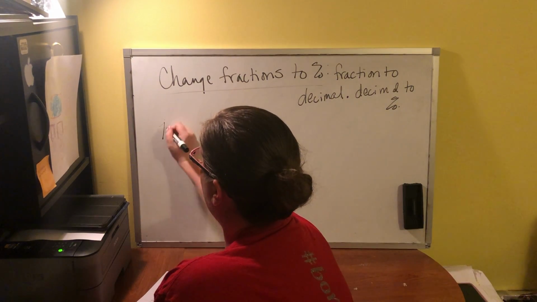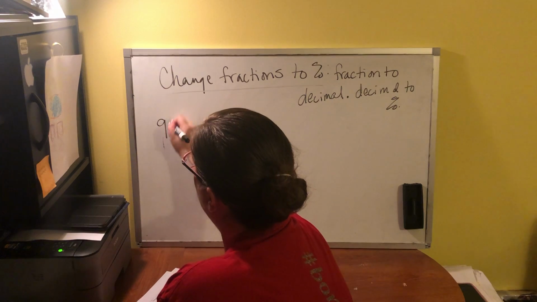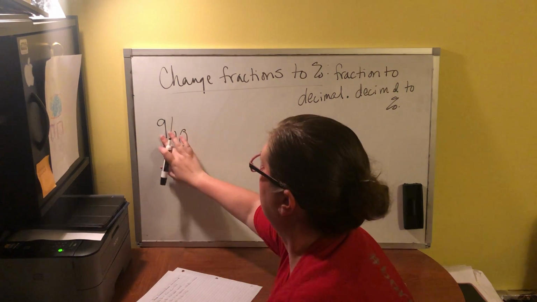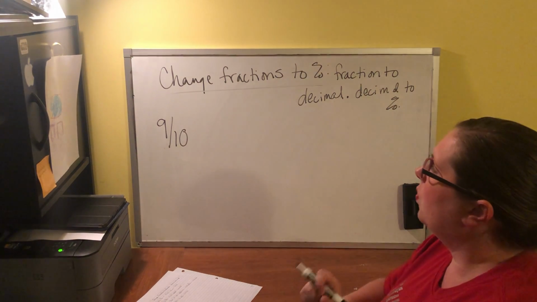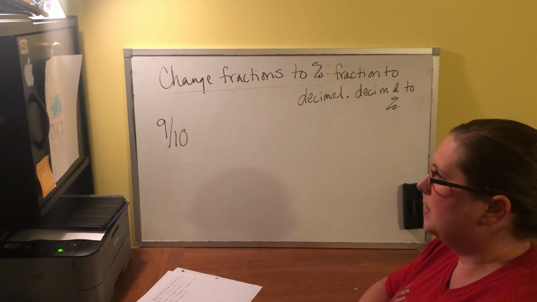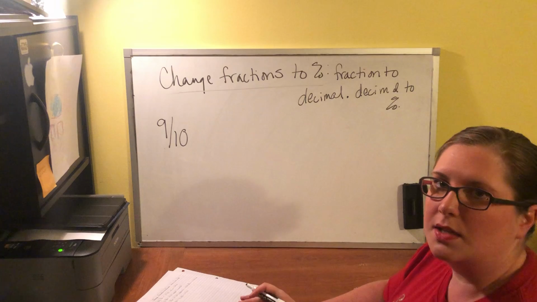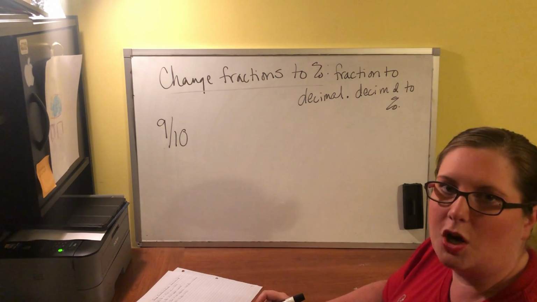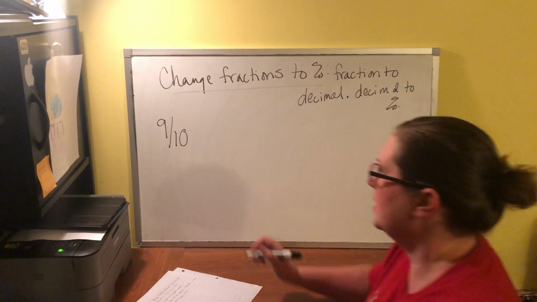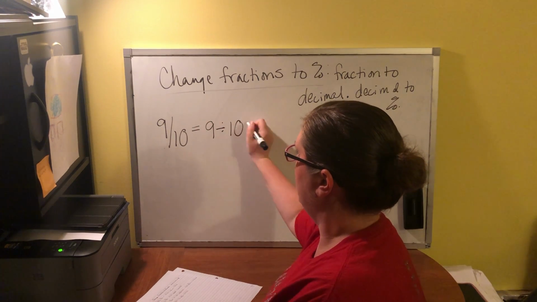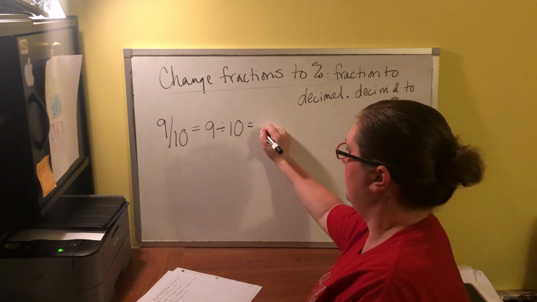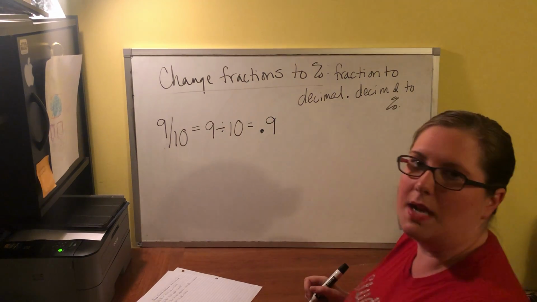So let's say they gave us 9 over 10. That's our fraction we want to change to a percentage. We are going to change this to a decimal. So remember, to change fractions to decimals, they're division problems. Fractions are division problems. And you're going to do it exactly how it's given to you. 9 divided by 10. Well, 9 divided by 10 is 0.9.